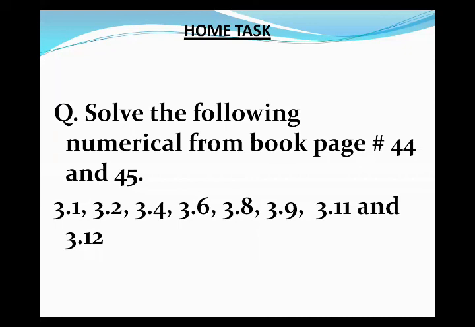So 3.10 is similar to 3.11 and 3.12. So if you focus on the solved numericals, I hope you will do it very clearly and all of the questions you can solve easily.